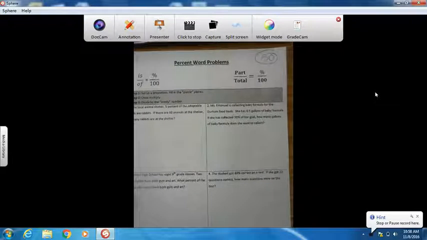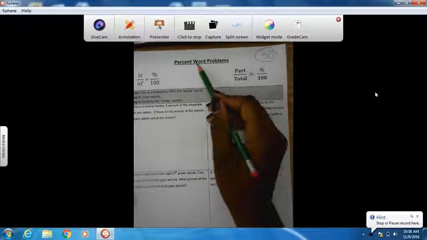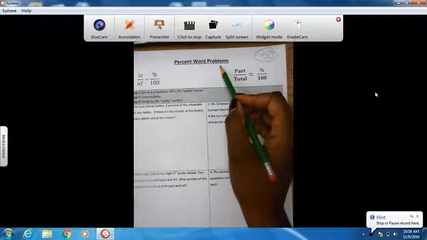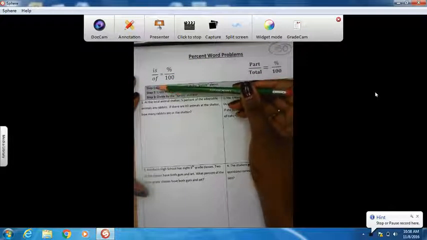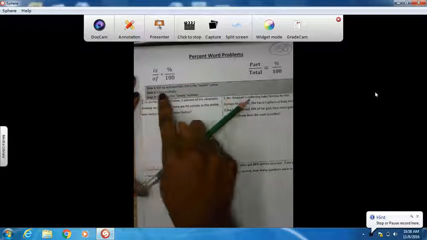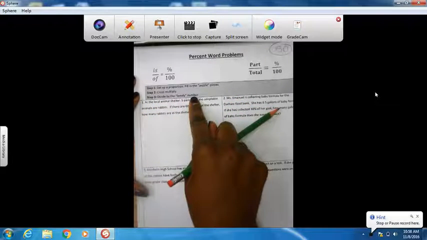Okay, scholars, we're going to continue to work on percent problems, but now we're going to focus on these word problems. These are the type of problems that you're going to see on the EOG. You'll notice that the steps are the same. Step 1, set up a proportion, fill in the puzzle pieces. Step 2, cross multiply. And step 3, divide by the lonely number.